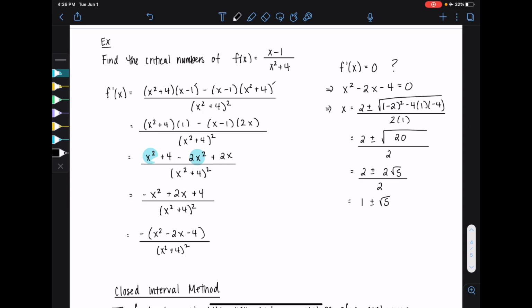Then you also want to see where this is undefined. So if you tried to set the denominator equal to 0, x squared plus 4 will never equal 0. There's no real number that happens. So f prime of x is never undefined.